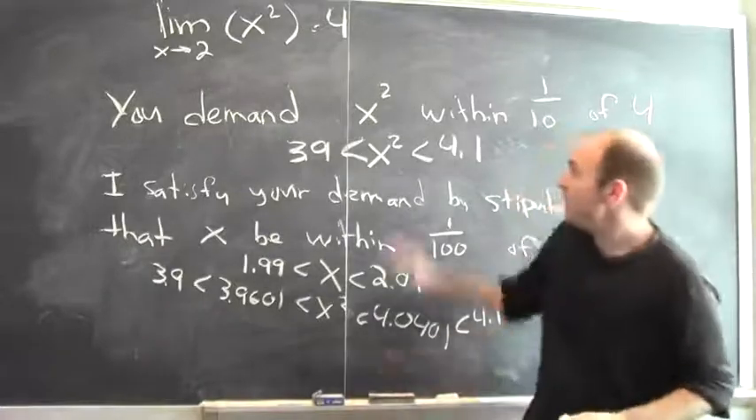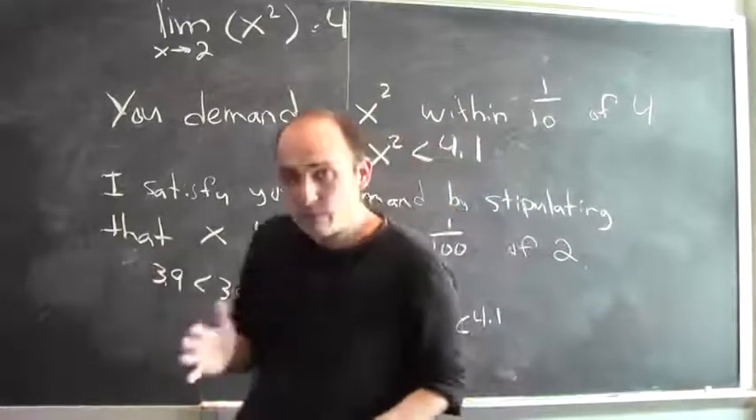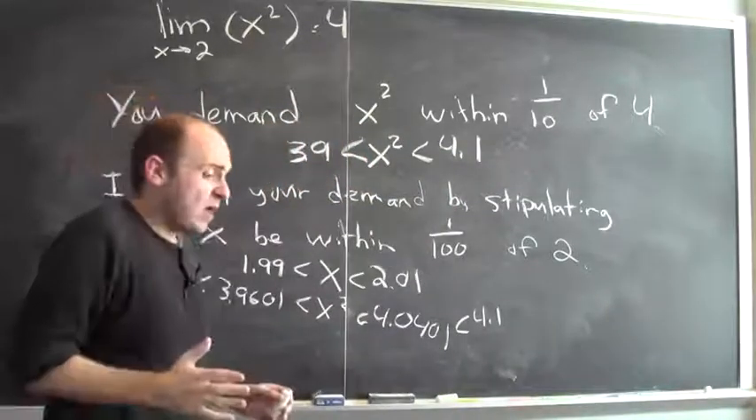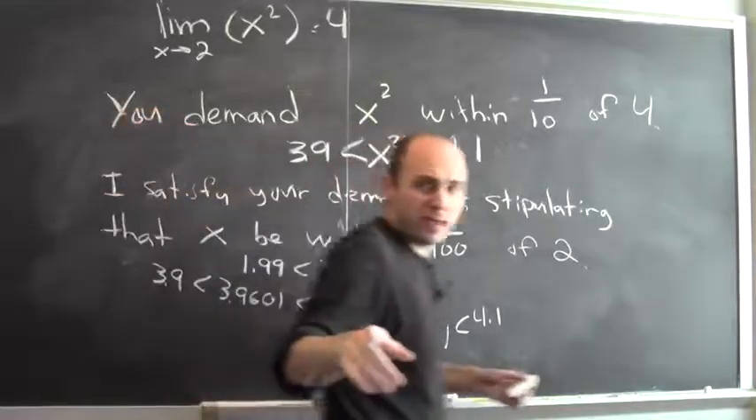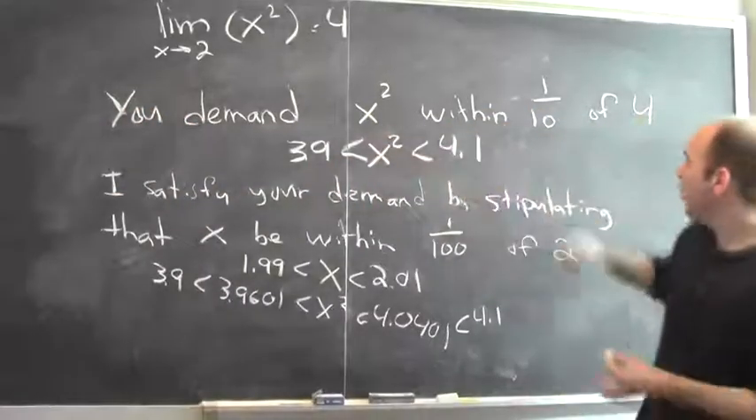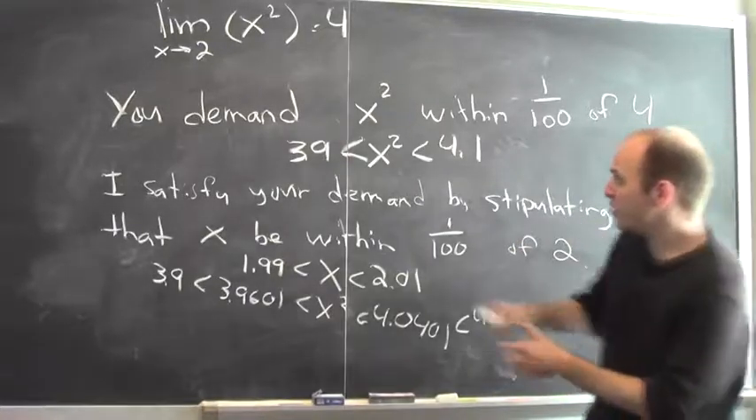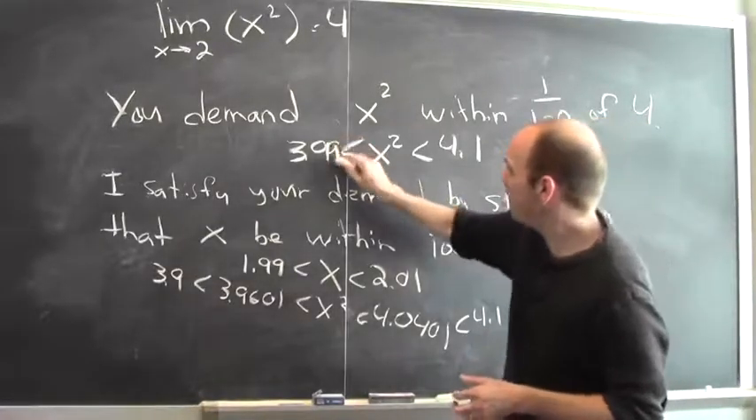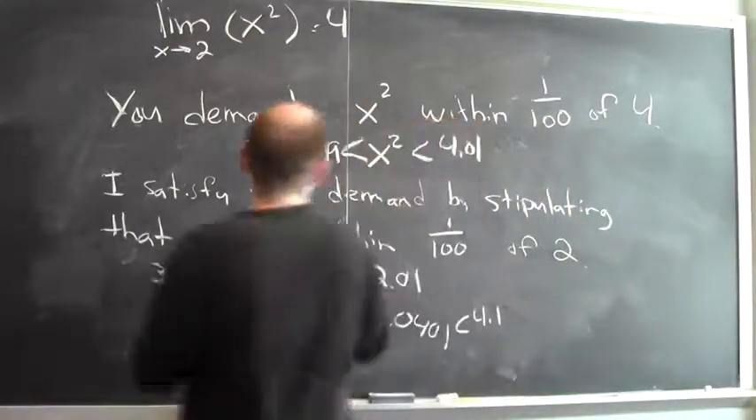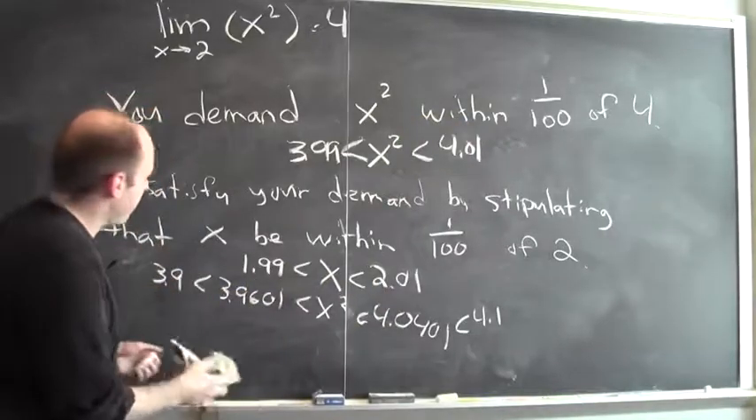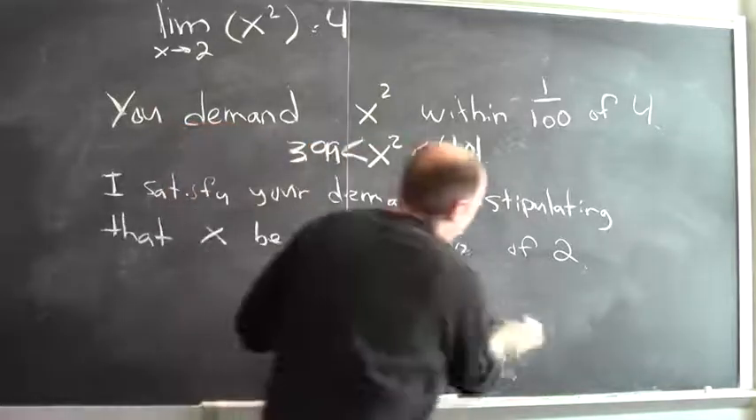So if your demand is that x squared be within 1/10 of 4, I can satisfy that demand by simply requiring x to be within 100th of 2. Now I can do the same thing for other demands that you might make. You might have demanded that x squared be within 100th of 4, and I can do that as well. So that would mean that x squared is between 3.99 and 4.01. Well, if you want x squared to be between 3.99 and 4.01, I'm going to have to make some condition on how close x has to be to 2.